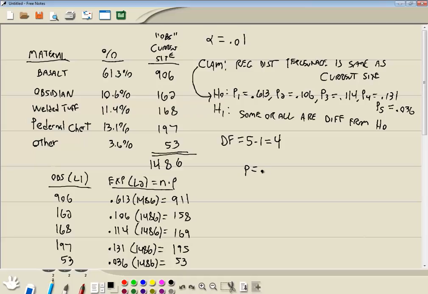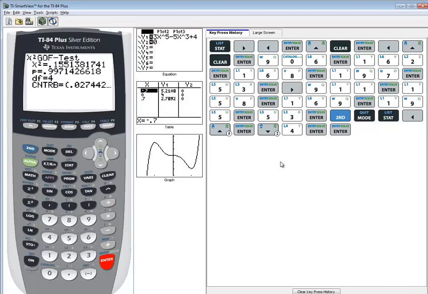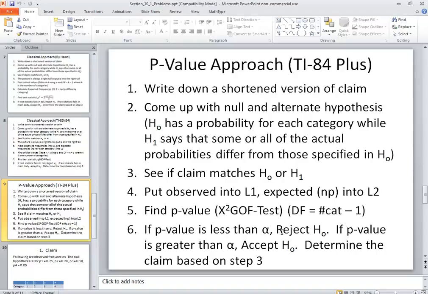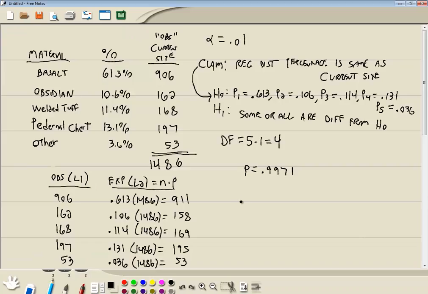And we got our P is equal to 0.9971. Okay, if p-value is less than alpha, reject. It's not less than. If p-value is greater than alpha, accept H naught. So we're going to accept H naught. And since the claim matches H naught, whatever we say about H naught is what we say about our claim. So we'll accept our claim. Which kind of makes sense when you think about it, because we said they're the same, and these numbers came out really close. Only the first two are a little bit off, and not significantly, I wouldn't say. So that explains why you have such a high p-value here.